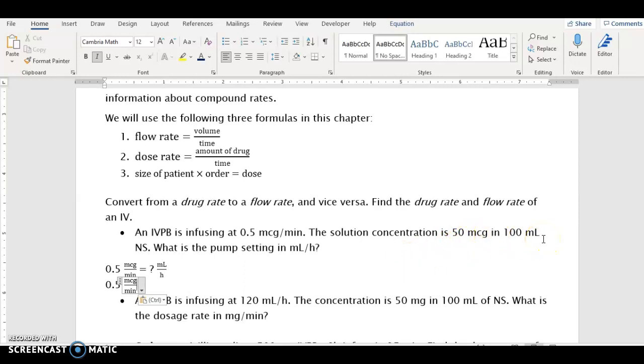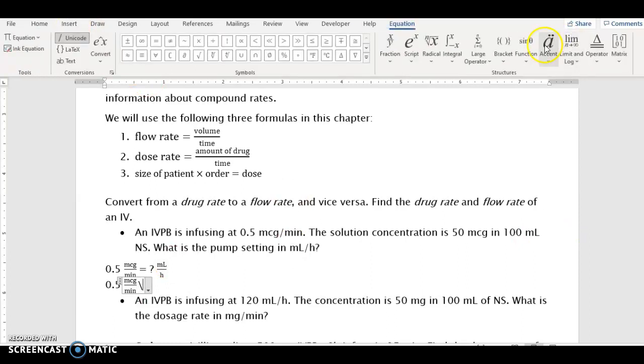Because we want our final answer to have milliliters on top, what we're going to do then is multiply by the following fraction.